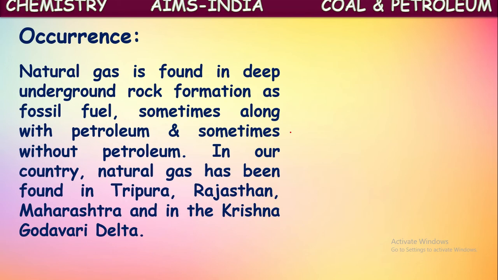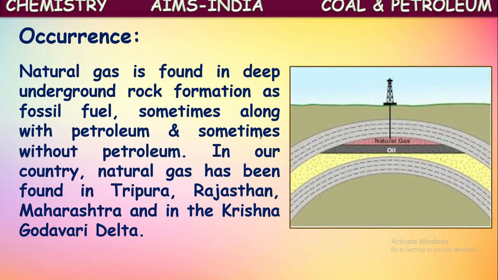Where does this natural gas occur? From where are we getting this? Natural gas is found in deep underground rock formations as a fossil fuel. Yes, just like petroleum and coal, this natural gas is also considered a fossil fuel because it is also obtained by the decomposition of dead organisms under the layers of the earth. So it is found sometimes along with other fossil fuels like petroleum, and sometimes separately, only natural gas.